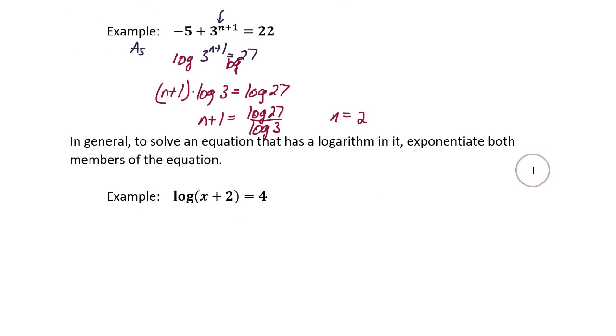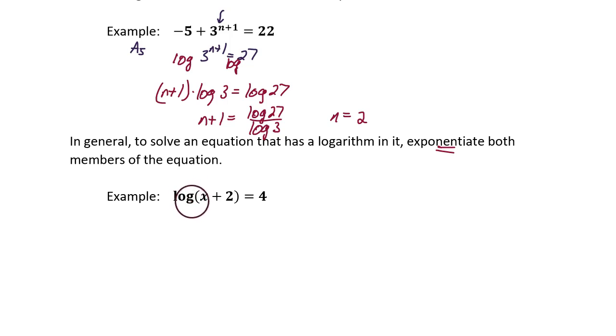In general, to solve an equation that has a logarithm in it, exponentiate both members of the equation. Take a look at this example. It already has a logarithm in it, and to get the variable, we would have to somehow remove the word log. We do that with the inverse process, which is called exponentiating.